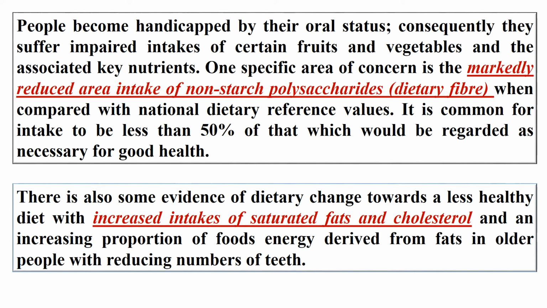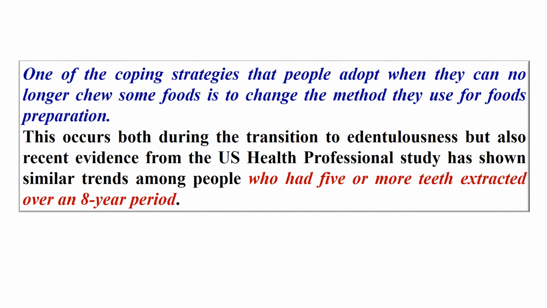There is also some evidence of dietary change towards a less healthy diet, with increased intakes of saturated fats and cholesterol, and an increasing proportion of food energy derived from fats in older people with a reducing number of teeth. Method they use for food preparation. This occurs both during the transition to edentulousness, but also recent evidence from the US health professional study has shown similar trends among people who had 5 or more teeth extracted over an 8 year period.